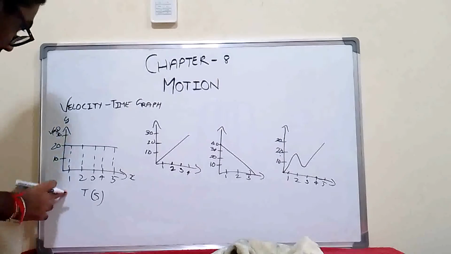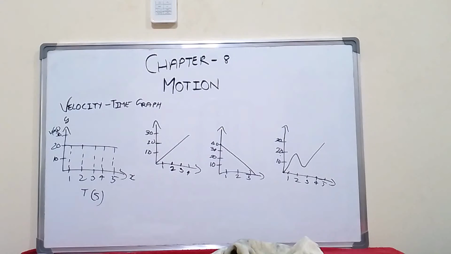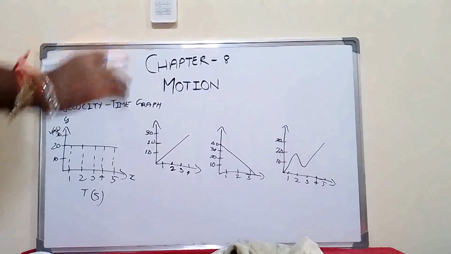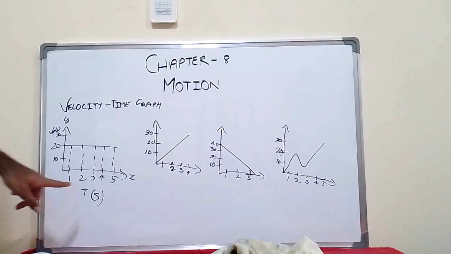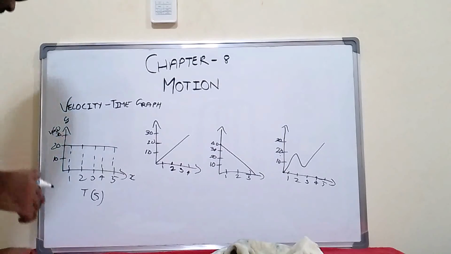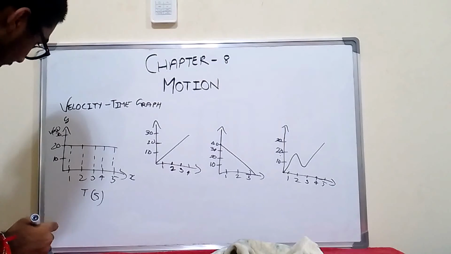In the first second, it's 20 meter per second. Even in the second second, it's 20 meter per second, which means the velocity is constant and the body is moving. Now, if you want to find what is the displacement in 2 seconds, what has been the displacement of the object? From the velocity time graph, we can find the displacement and we can find out the acceleration of the object. So first, let's see how we find distance.